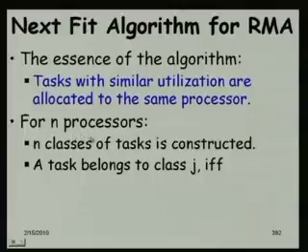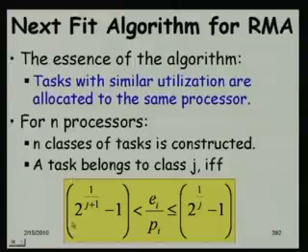So, if we have n processors, we will create n classes of tasks. For each class of task, the processors have similar utilization. We will say that a task belongs to class j if 2 to the power 1 by (j+1) minus 1 is less than ei by pi, which is less than or equal to 2 to the power 1 by j minus 1. This term, 2 to the power 1 by j minus 1, will remind you of the Liu-Layland criterion, is it not? n into (2 to the power 1 by n minus 1). So that may be a hint.